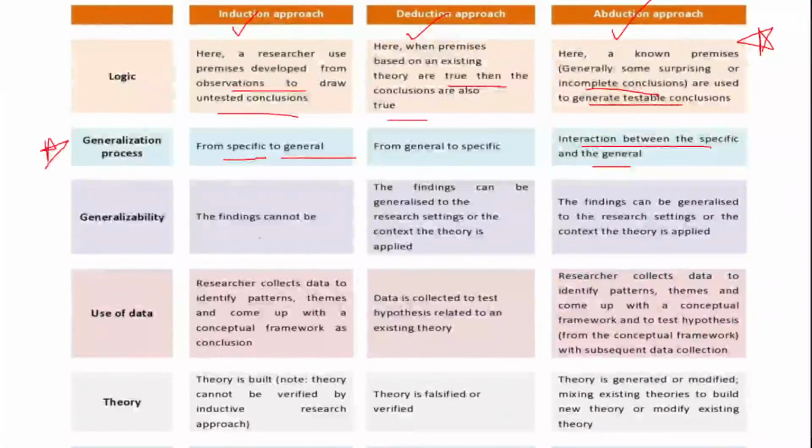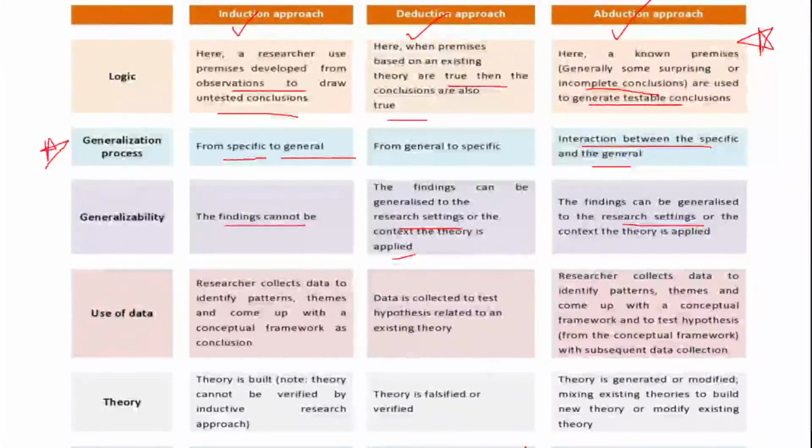Generalizability: the findings cannot be generalized in your inductive approach. Here, the findings can be generalized to the research settings or the context of the theories applied. Whereas in your deductive approach it is generalized. And in the abduction approach, the findings can be generalized to the research theory, either to the theory which is applied or with the help of research settings. So it depends upon what and how it is going to be expressed.